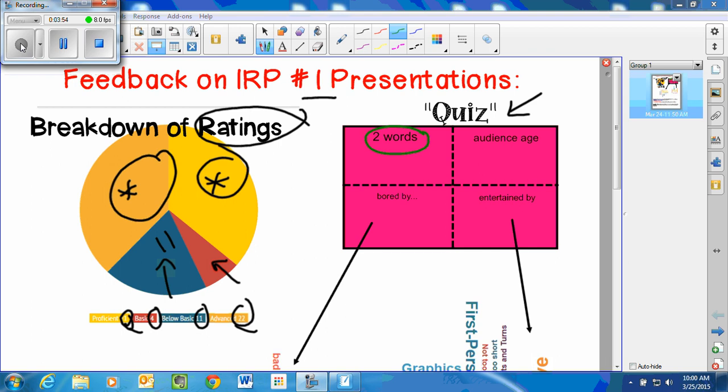So the next question on your quiz, I asked you to think about your audience and what age they were. Everybody got that right. Who was your audience? Us. And how old are you for the most part? About 10 or 11 years old. You guys are about 10 or 11. Okay? So 10 or 11 years old. And the next question I asked you to answer was this one.